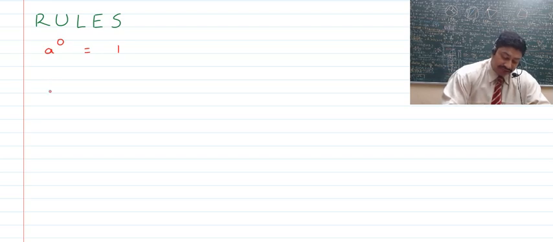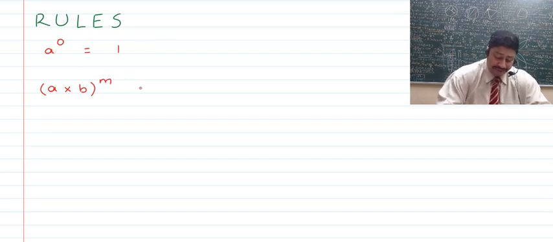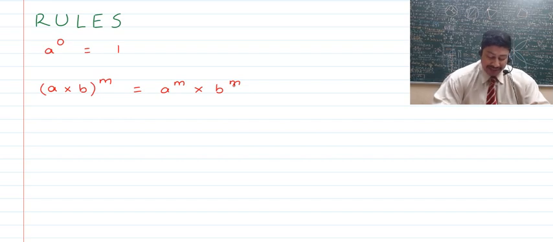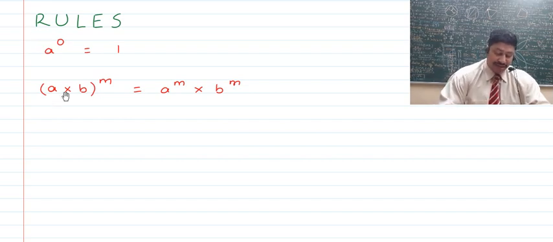Then the next rule is this: if we have a into b, which say will come to a number c, and if it is multiplied m number of times, or in other words its power is m, then this will give you a raised to the power m multiplied with b raised to the power m, right? So the number a is multiplied to another number b, and the whole power of this is m, so this will give you a raised to the power m multiplied with b raised to the power m, right?